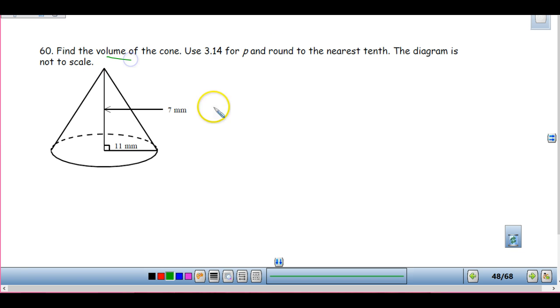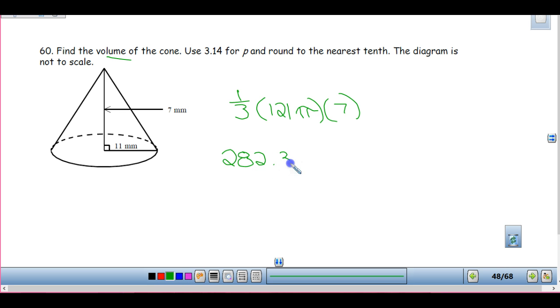Okay, again volume, 1/3 times the area of our base, 121 pi, times our height. Don't forget to keep pi hooked on, and we are going to end up with 282.33 pi millimeters cubed, or you can multiply it out, 886.98 millimeters cubed.